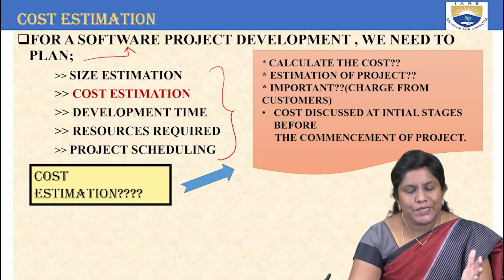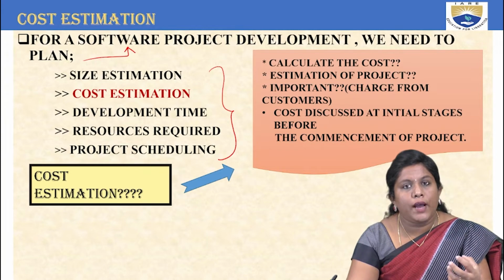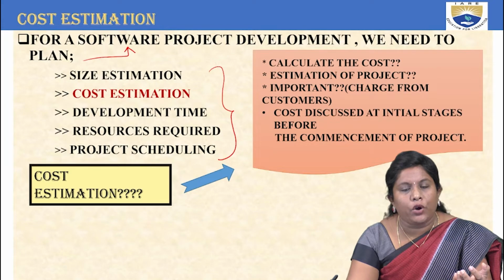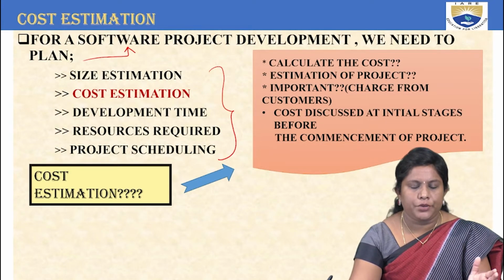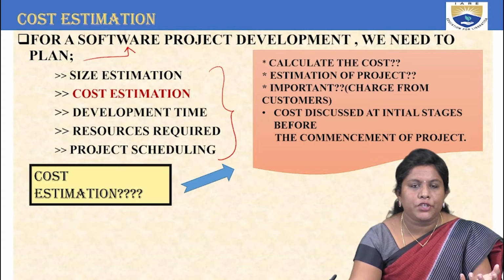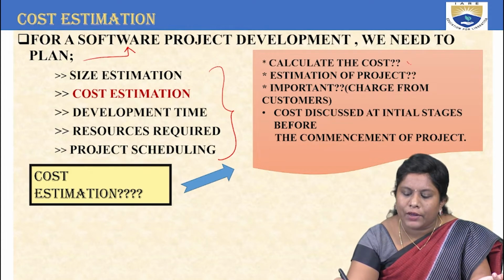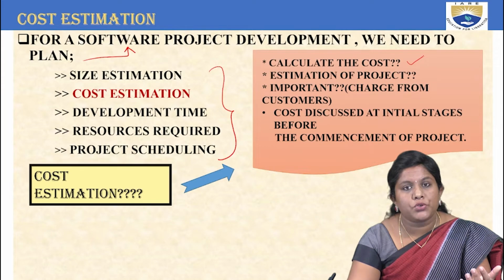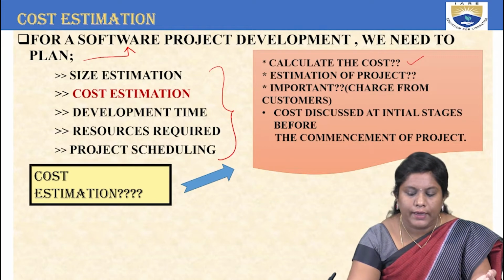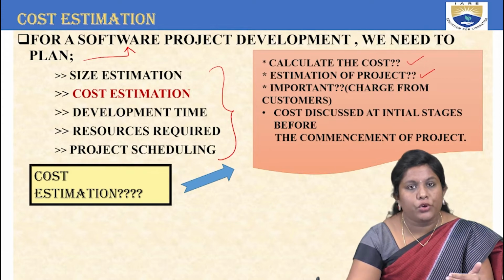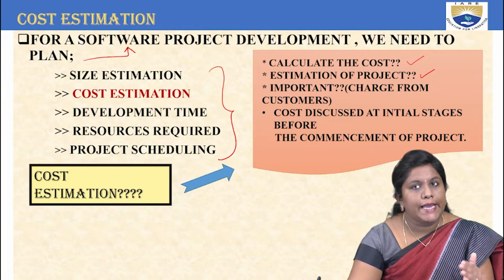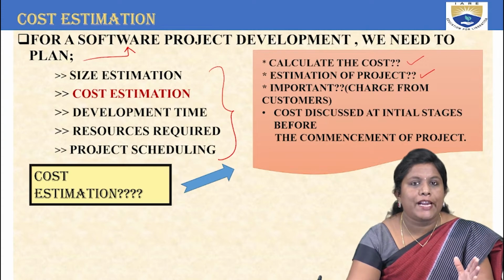Now, when you say cost estimation, what are the things that you need to calculate, or what are the things that you need to know exactly in cost estimation? Whenever you say cost estimation, obviously you are supposed to calculate the cost, or you are supposed to know what the cost is. And the second thing that comes into the picture when you talk about cost estimation is estimation of your project. How well can that be executed?